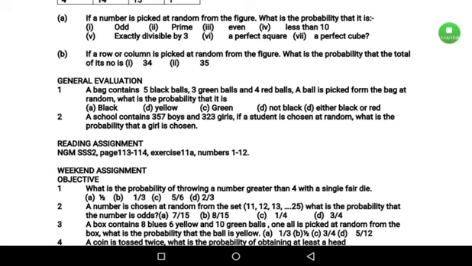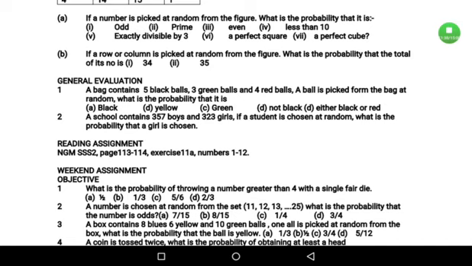1. A bag contains 5 black balls, 5 green balls, and 4 red balls. A ball is picked from the bag at random. What is the probability that it is black? That's simple. Add all the numbers, all the number of balls. Then how many blacks do we have for our total number? That's simple. Now, where I'm going to is not black. What is the probability that the ball picked is not a black?